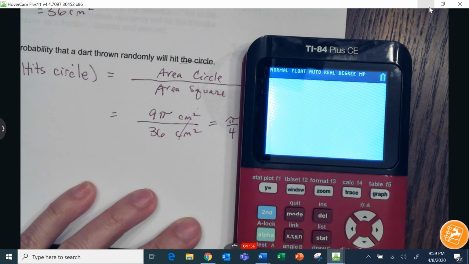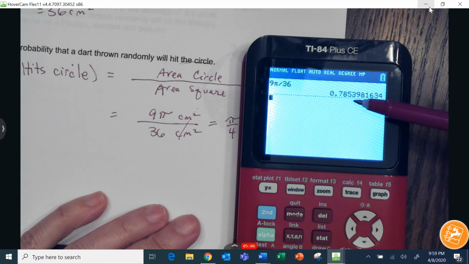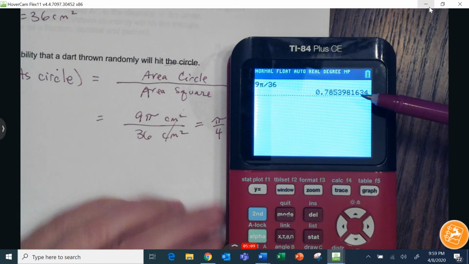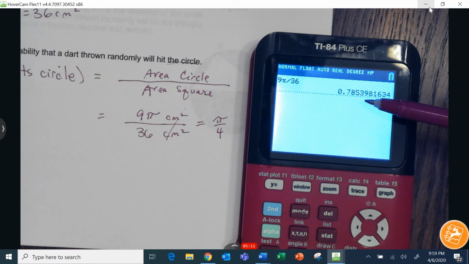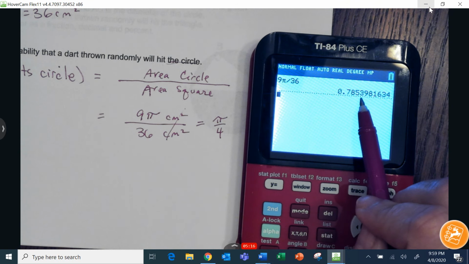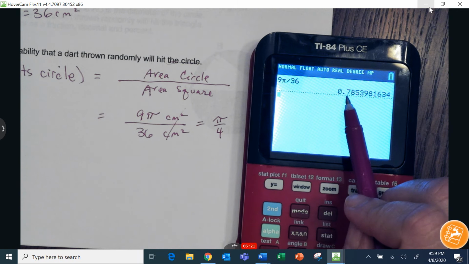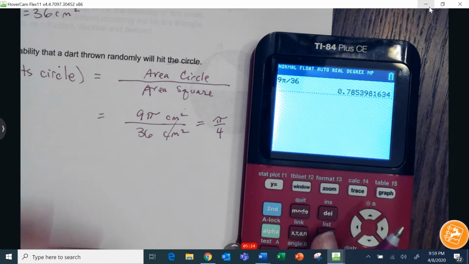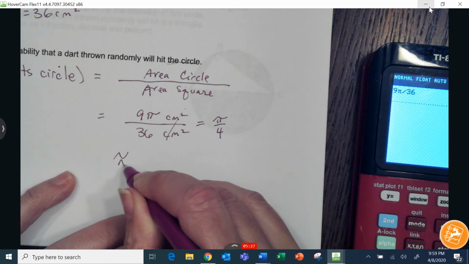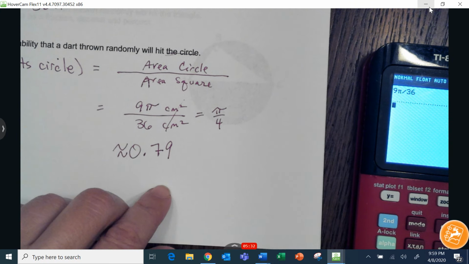So I'm going to take 9 pi and I'm going to divide that by 36, and we get that it is 0.785. Well, this entire worksheet that you're going to have today, we're going to round to the nearest hundredth, which is the second decimal place. So to round, we have to look at the 5, and that tells us to round the 8 up to the 9. That does not affect the 7 whatsoever because it just turns to a 9. So we should have that it is approximately 0.79. So that is the probability.